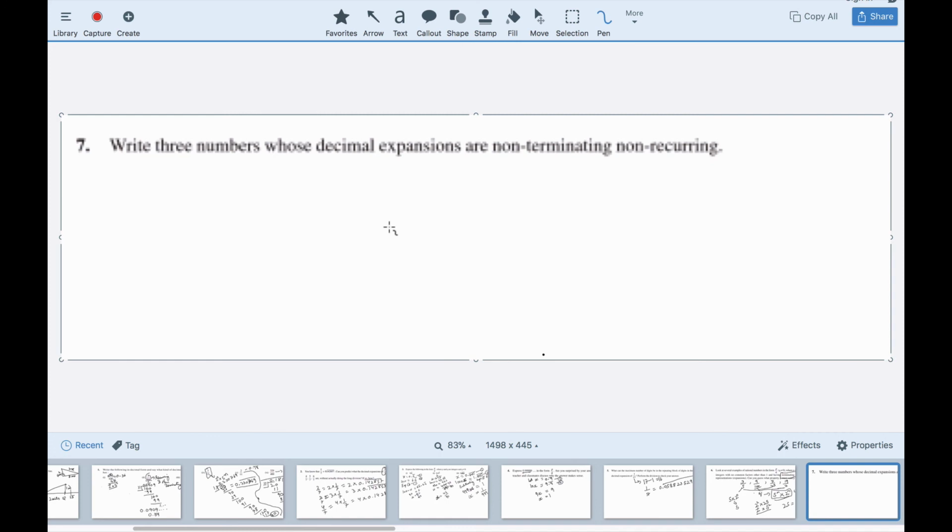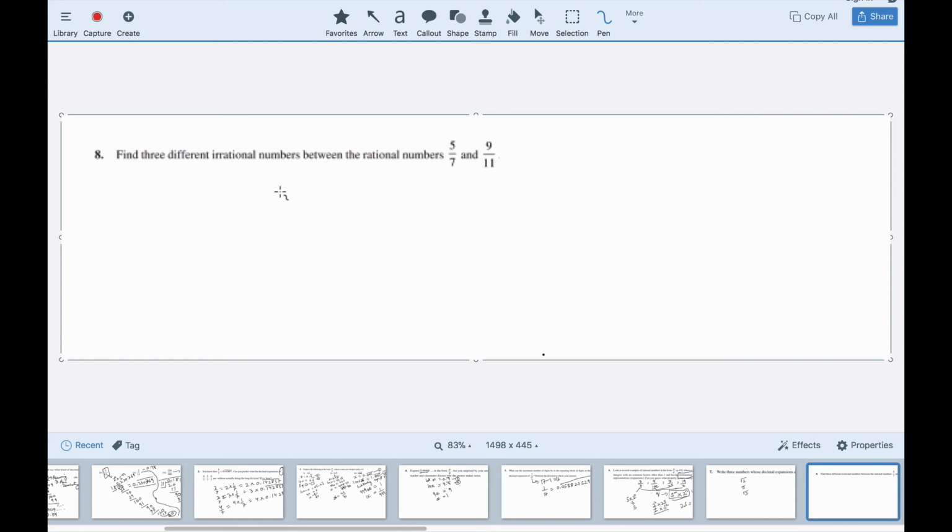Write three numbers whose decimal expansions are non-terminating and non-recurring. Now we are well aware that only irrational numbers are capable of giving me non-terminating and non-recurring decimal expansions. So to give three examples, we can give the example of root 2, we can give the example of pi, we can give the example of root 3, right? Moving on to the next question.